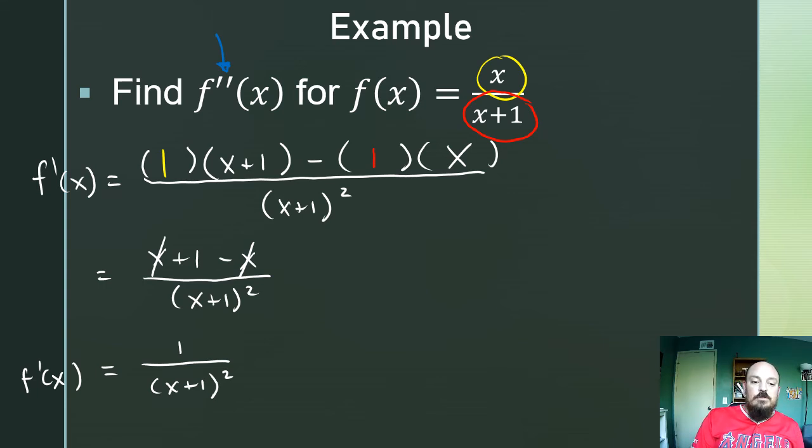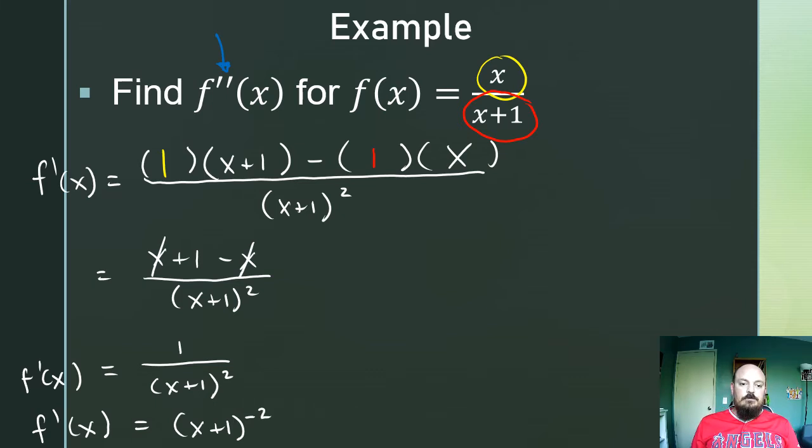So I'm going to go one extra step here on f prime of x. And instead of writing it as 1 over x plus 1 squared, I'm going to write it as x plus 1 to the negative 2. And then I'm going to do power rule on it. So let me move off to the side here, and I'm going to find f double prime of x.